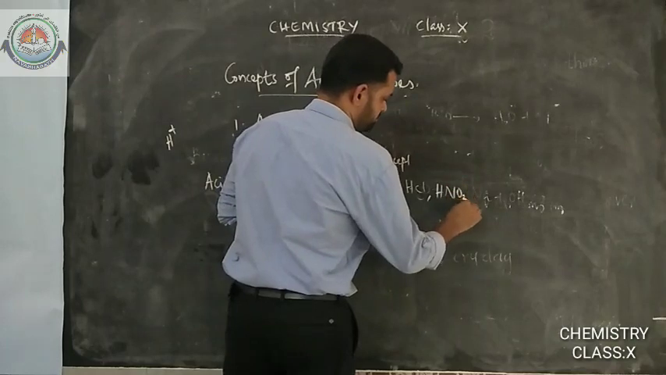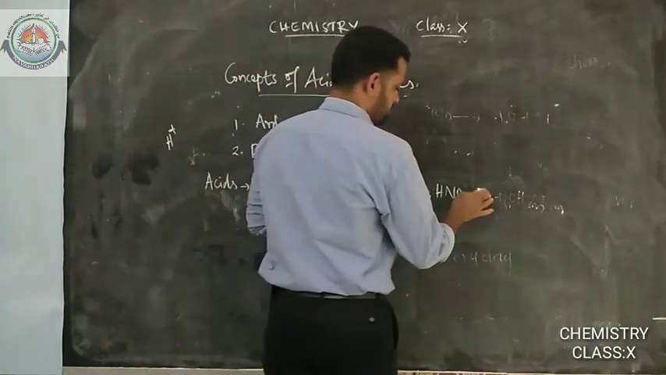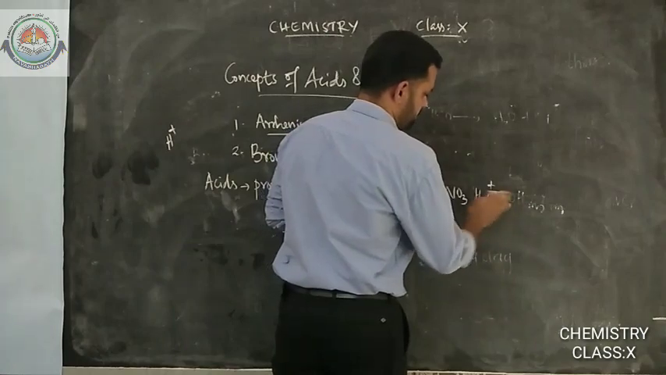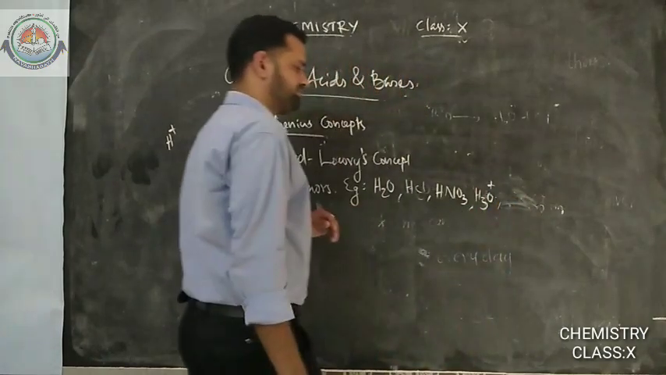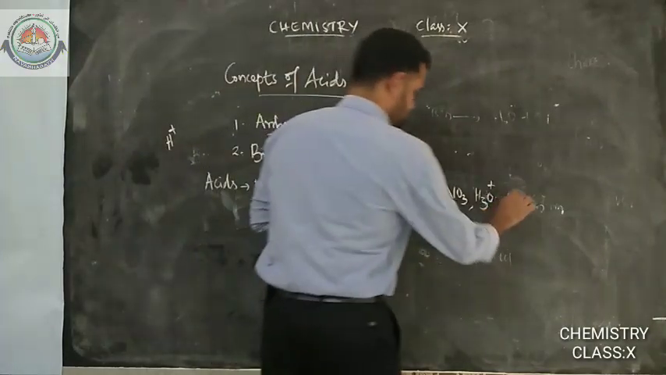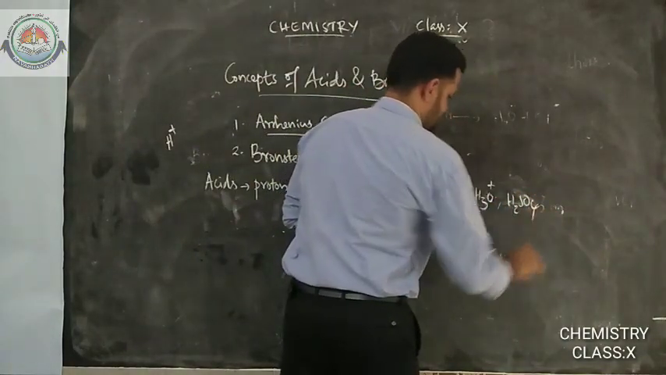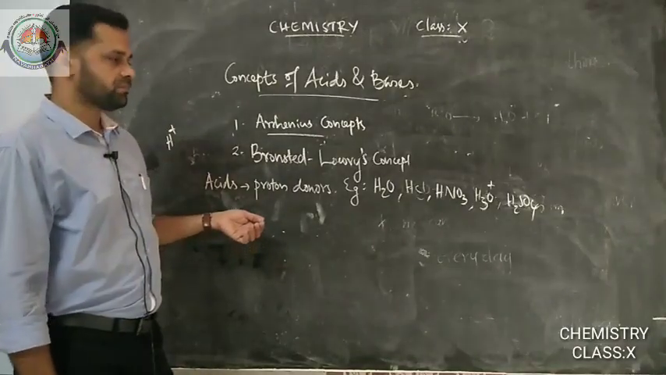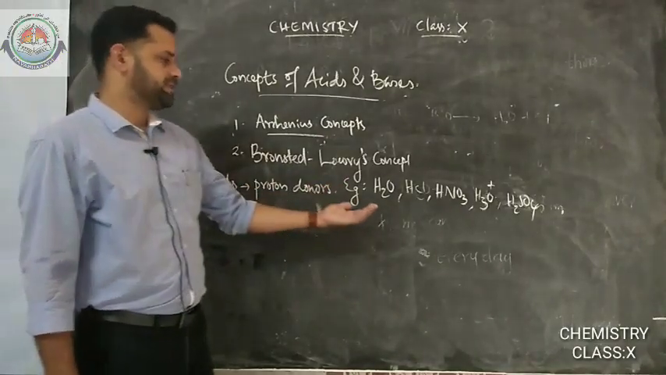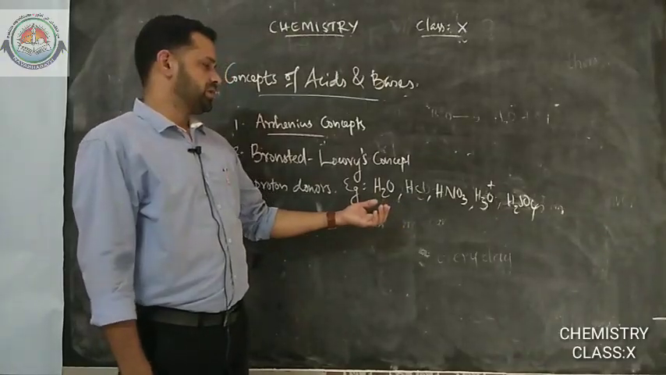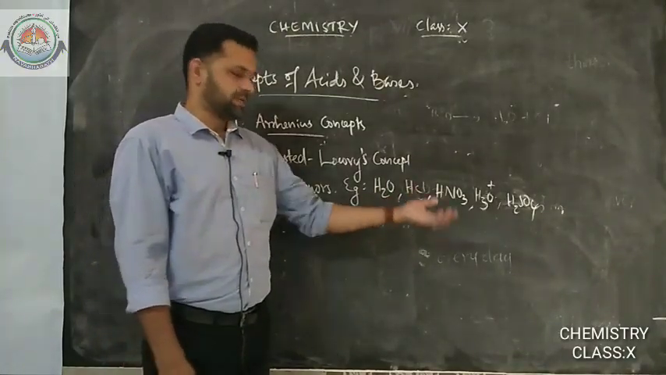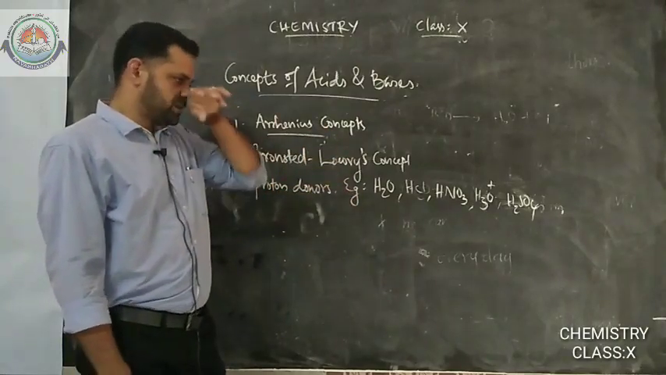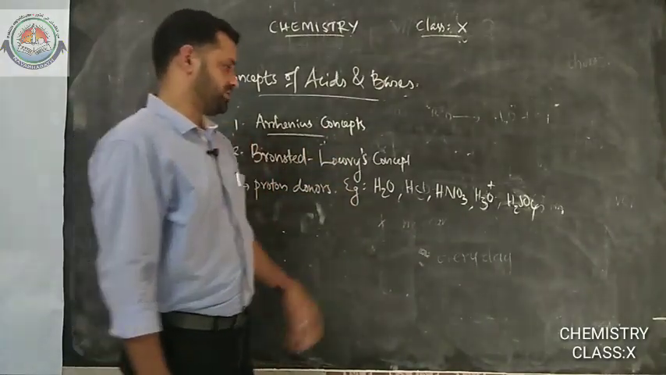HNO3, H2SO4, then H3O plus ion, all these are examples for acids because they donate H plus ion or proton to the other substance, that is the substance which is reacting with the acids. So, that is why they are called proton donors.